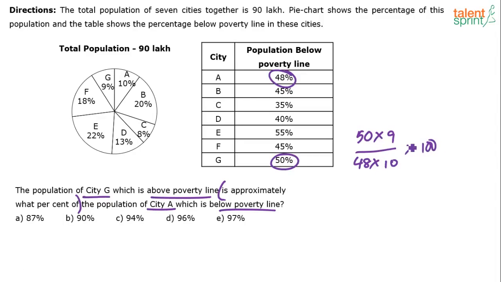X is what percent of Y? X by Y into 100. So basically 45 by 48. 45 by 48 is very close to 100%. Slightly less than 100%. A little less than 100%, right? Calculate that.